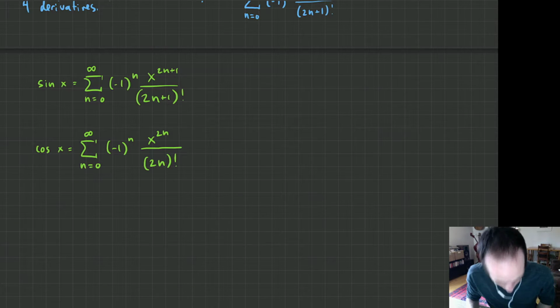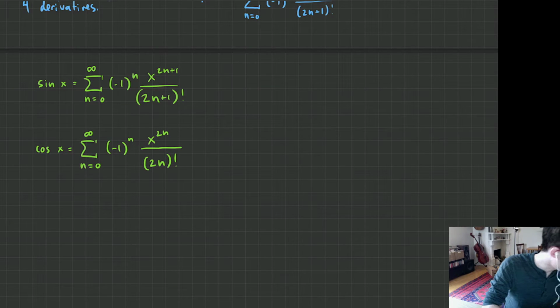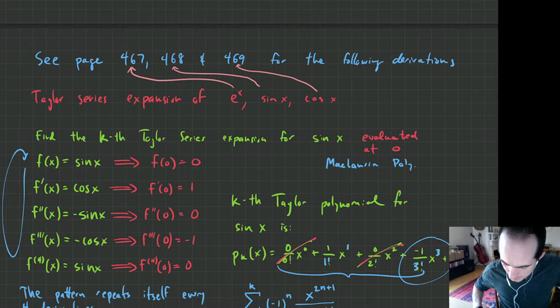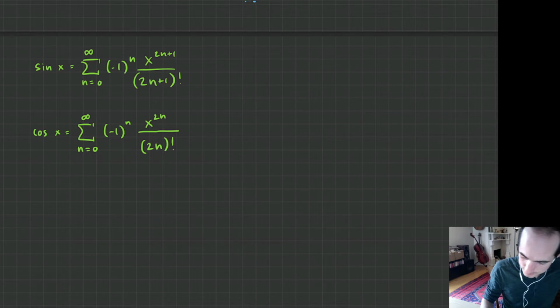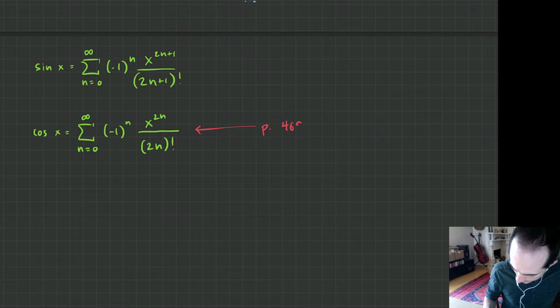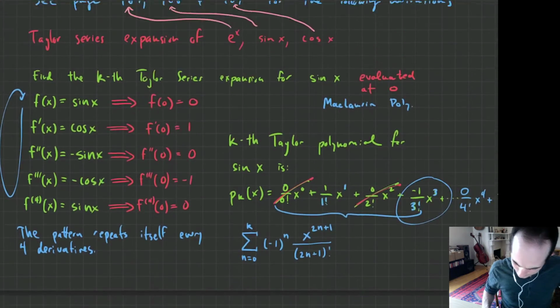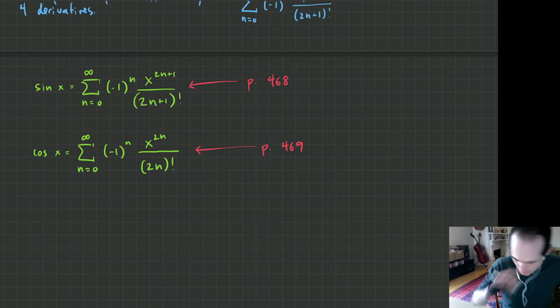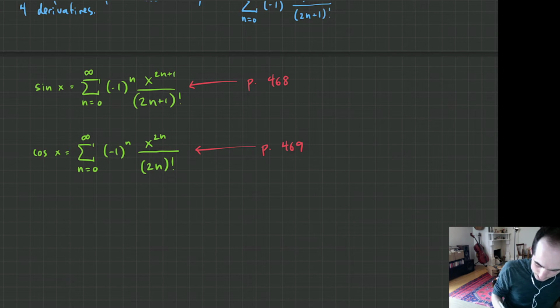And if you don't see that immediately, you can go to page 469. Page 469 has this derivation. So I'll just write those numbers down. So page 469, or, I think it was 468. Yeah, page 468.